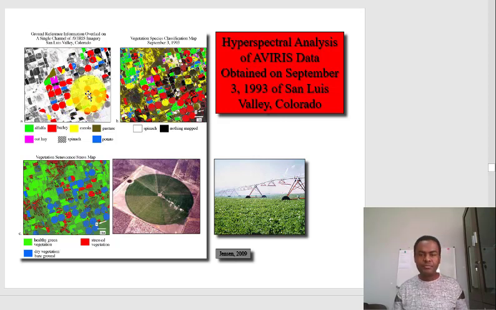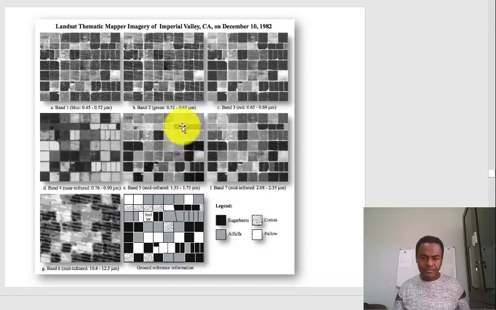Okay. This is also another satellite image that is called Landsat TM imagery in 1982 in California, in US. So they have used this Landsat TM and mapped the different crop types.